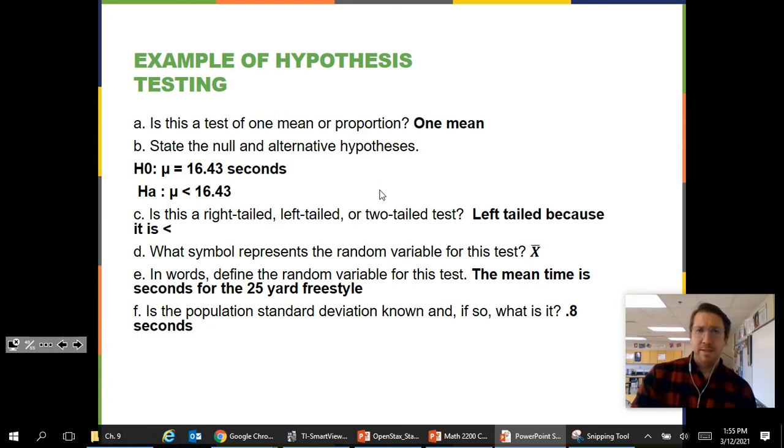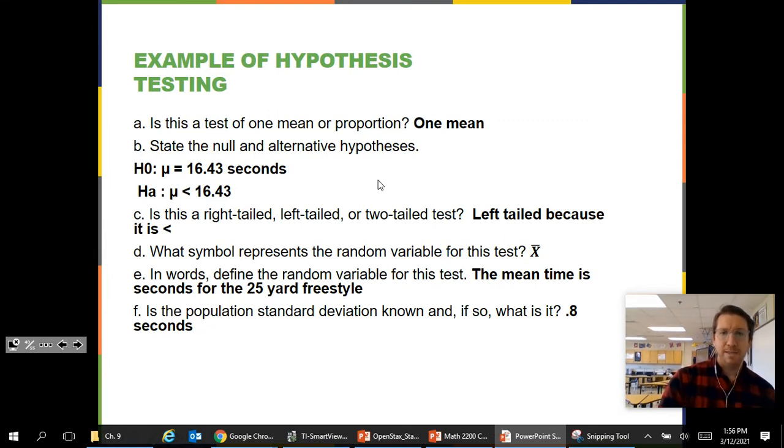So we ask, is it an average or a proportion? Mean or proportion? It's a one mean. State the null and alternative hypothesis. The null is, that should be a subscript 0, but I couldn't do it here, the mean is 16.43 seconds. And we want to test whether the average, or the mean, is less than 16.43 seconds with the goggles. Is this a right-tailed test, left-tailed, or two-tailed? This would be left-tailed because we just want to check the bottom end. We want to see if the swimmer saved time.